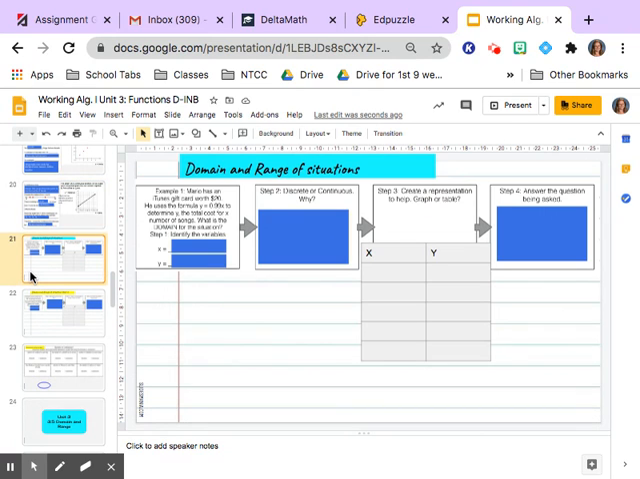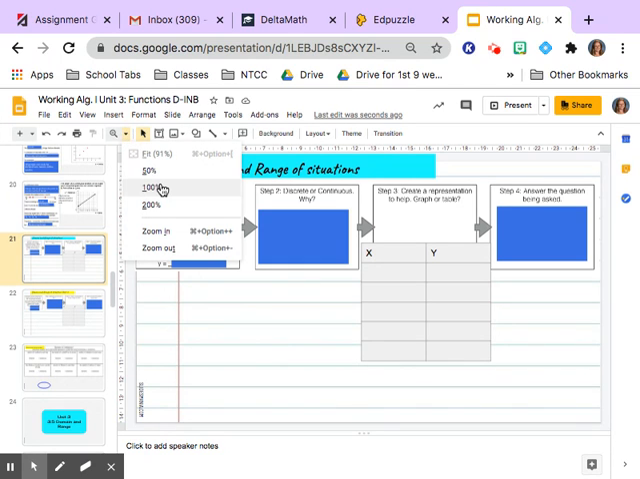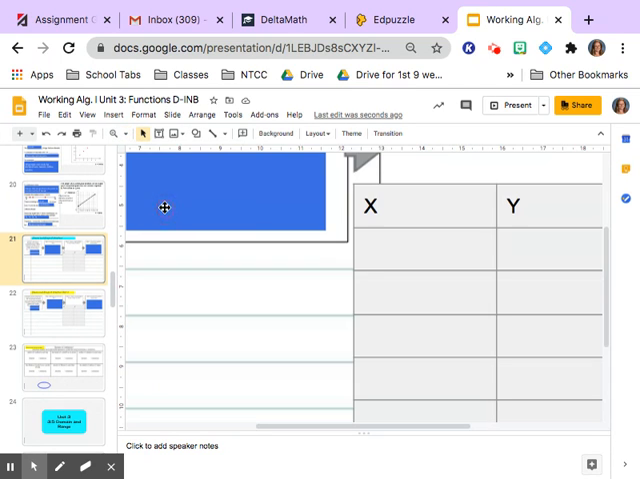Okay, let's go to the next slide. Oh, these are hard to see. I can zoom in. Can y'all zoom in so you can see a little better?